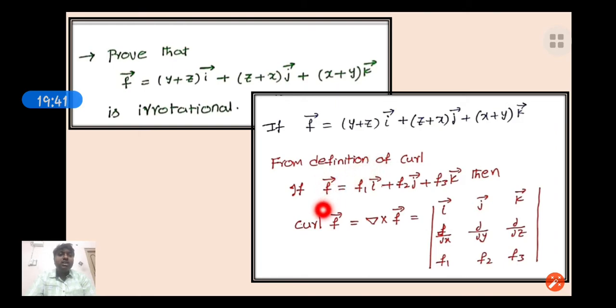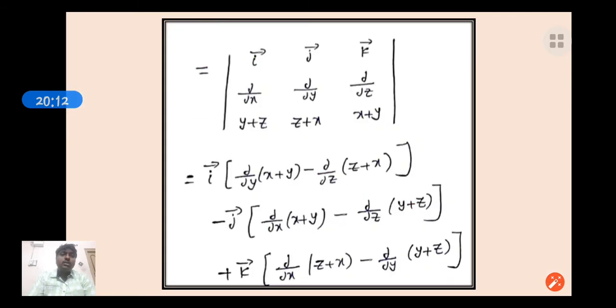From the definition of curl, I can take f bar is equal to f1 i bar plus f2 j bar plus f3 k bar. Then curl f bar is equal to del cross f bar, that is equal to the determinant of i bar, j bar, k bar, dou by dou x, dou by dou y, dou by dou z, f1, f2, f3. This is the definition of the curl of a vector point function. Here f1 is y plus z, f2 is z plus x, and f3 is x plus y. Now I am replacing those values here.